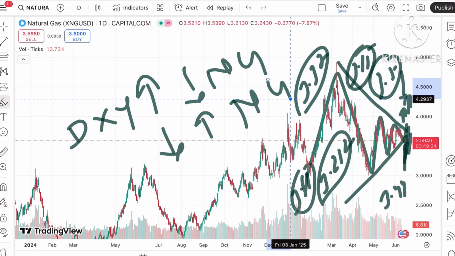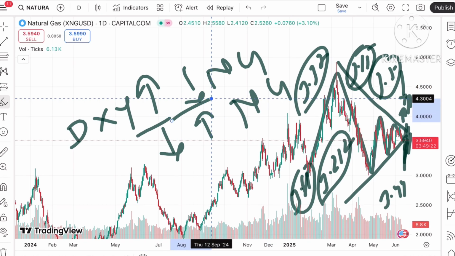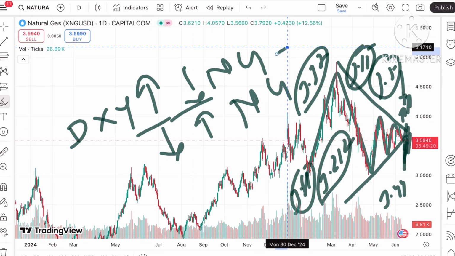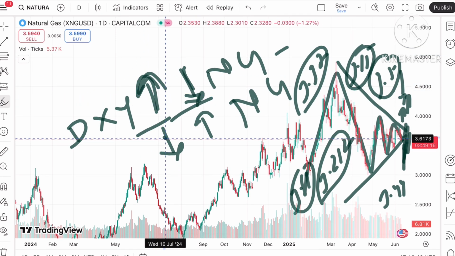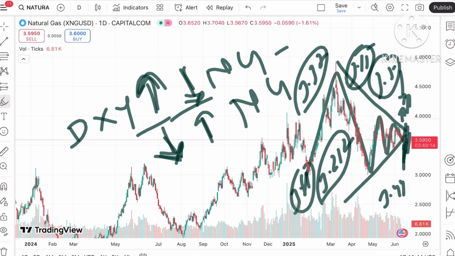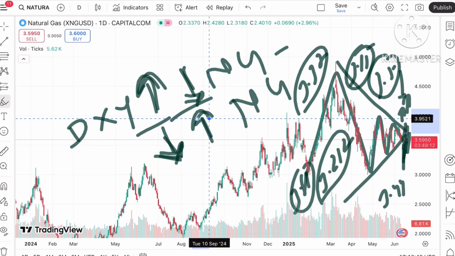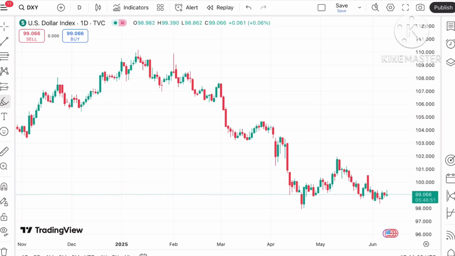I have clearly explained that the dollar index and natural gas are inversely related, even crude, gold and silver. So if the dollar index starts going upside, we see the natural gas price come down, and when the dollar index starts going down, we see the natural gas price go up. So let's see how the dollar index is moving.